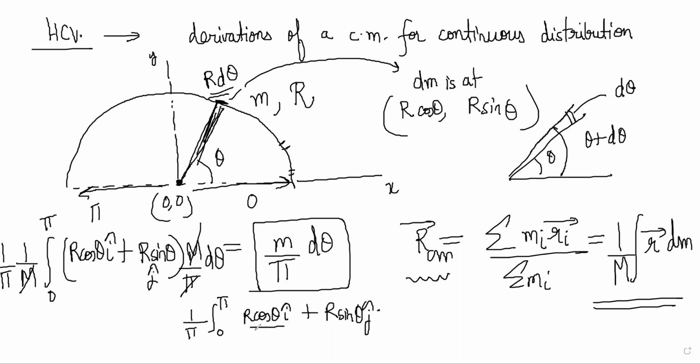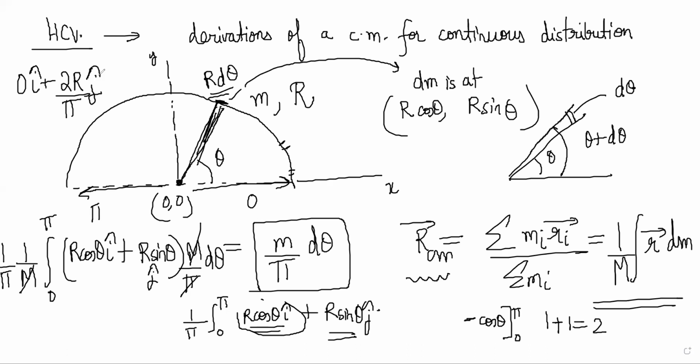Now the integral of r cos theta will be sin theta, but sin theta under these limits will be 0. So this integral will vanish, but the other integral will no longer vanish. It will be minus cos theta, and minus cos theta under limits 0 to pi would be 1 plus 1, so it will be 2, and r will come out. Eventually you get 0 i cap plus 2r by pi j cap as your R CM.